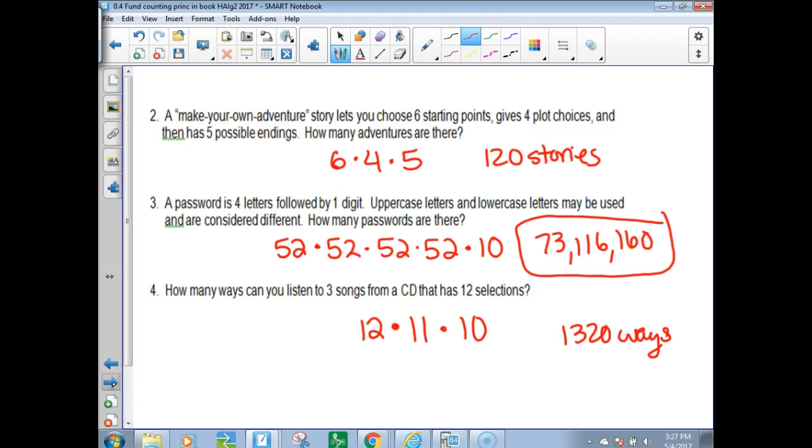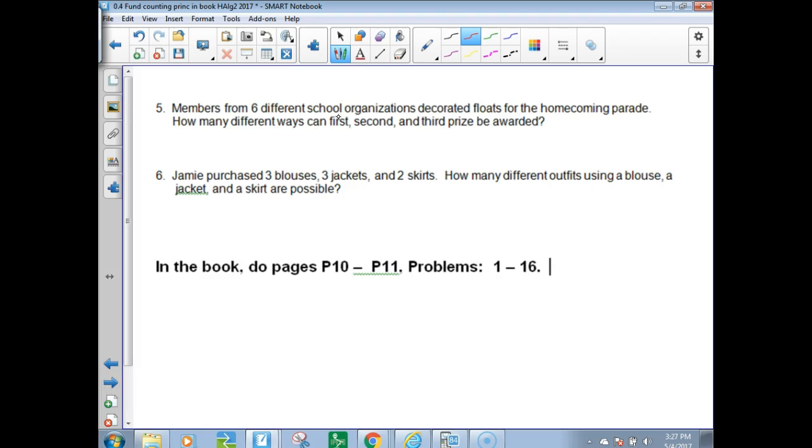Members of 6 different school organizations decorated floats for the homecoming parade. How many different ways can first, second, and third be awarded? 6 different schools. First place. You're not going to take second if you already got first, so that would be how many schools left. And then 4. Oops, my pen just stopped writing. There we go. So that's going to be 120 ways.